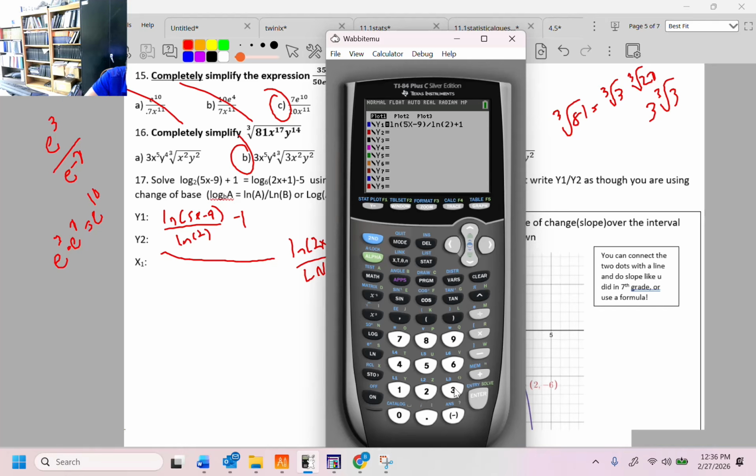And the other guy was ln 2x plus 1. Running low on time here. And I put that over the ln of 6. And then I have to what? Take away 5, and then I do a zoom 6. I always do a zoom 6. That's what you do.